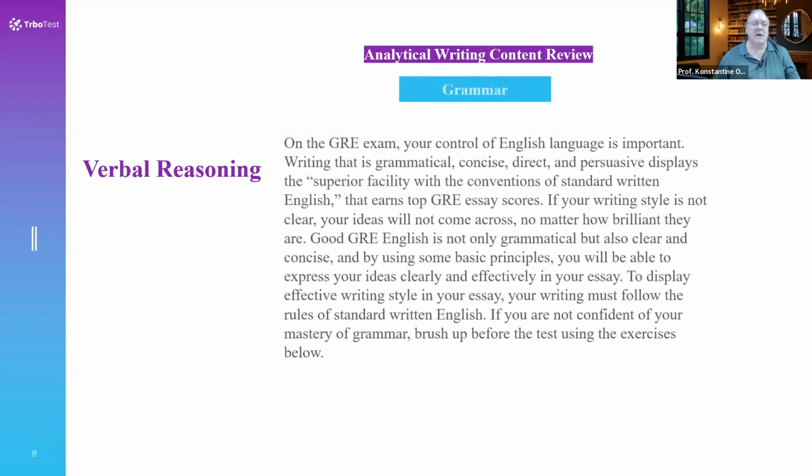Grammar. When we think of grammar on the GRE exam, it's how you control your English language that's important. Writing that is grammatical, concise, direct, or persuasive displays that you have a superior grasp of the conventions of standard written English. It's not important that you use big words or a profound thought process. That's not going to help you. As a matter of fact, it often takes away points from you.